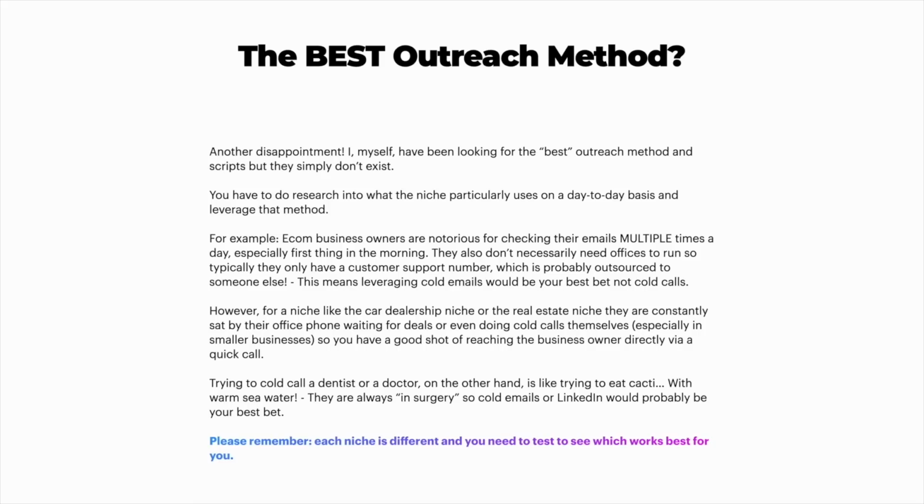I've also found, guys, that e-commerce business owners don't necessarily need offices to operate or run their business, and they typically only have a customer support number, which, by the way, is probably outsourced to some sort of automated software or to someone else in a developing country. This basically means that leveraging cold emails would be better than cold calls for the e-commerce niche, because again, they check their emails. They don't really have a mobile phone number you can actually call.